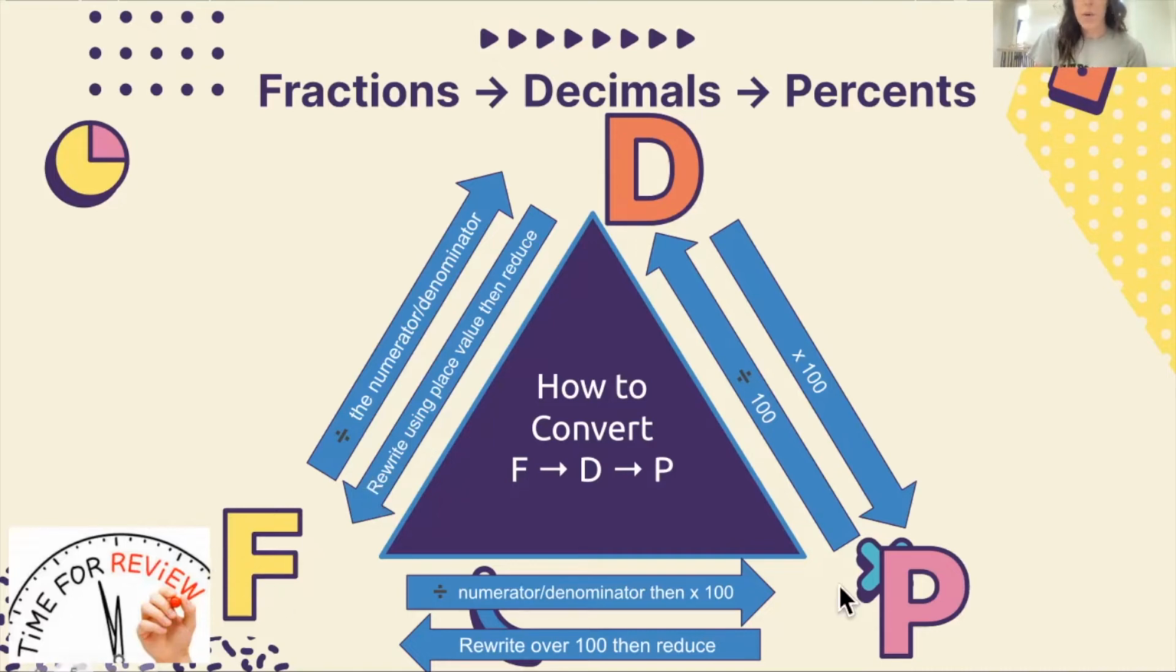And then finally, from a fraction to a percent, you divide the numerator and denominator, and then you multiply by 100. And then for percent to a fraction, you rewrite your percent over 100 and then reduce it. And our calculators are really good at supporting us with this.